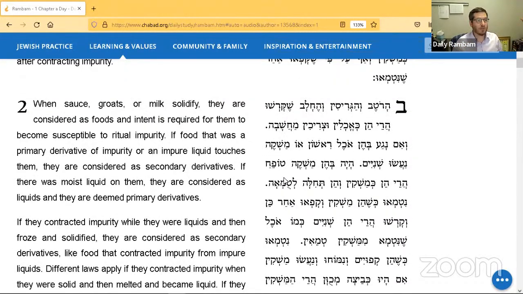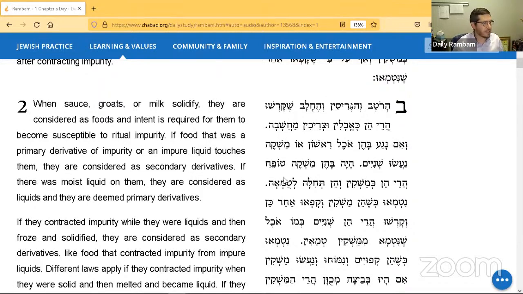Now that's not the case for all liquids, as we'll see here. He says, sauce, groats, or milk: if these solidify, they are considered as foods, and intent is required for them to become susceptible to ritual impurity. So if it solidifies, it's considered food. But as we've said previously, because it's not a normal food, it's not normally eaten in its congealed or hardened form, one would have to have an intent to be using it as food. Then your intention makes it a food, and it will be susceptible like all other food products, and it will be governed by the rules of impurity as they transform to food products.